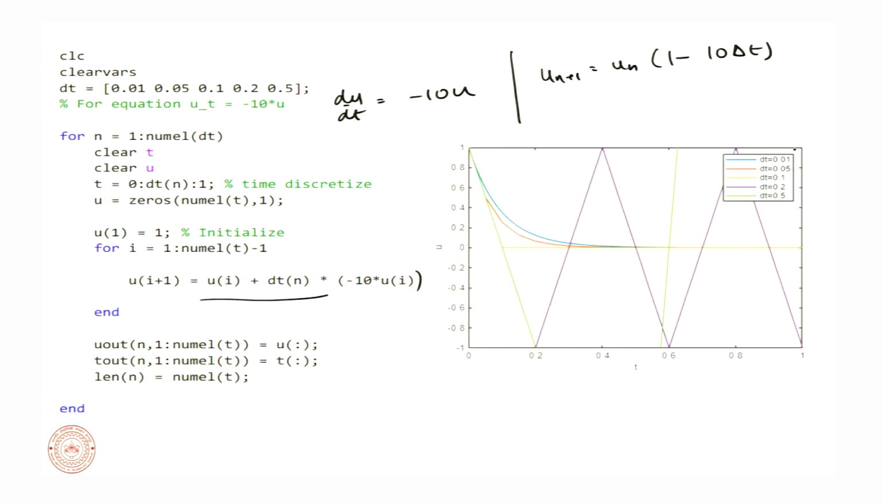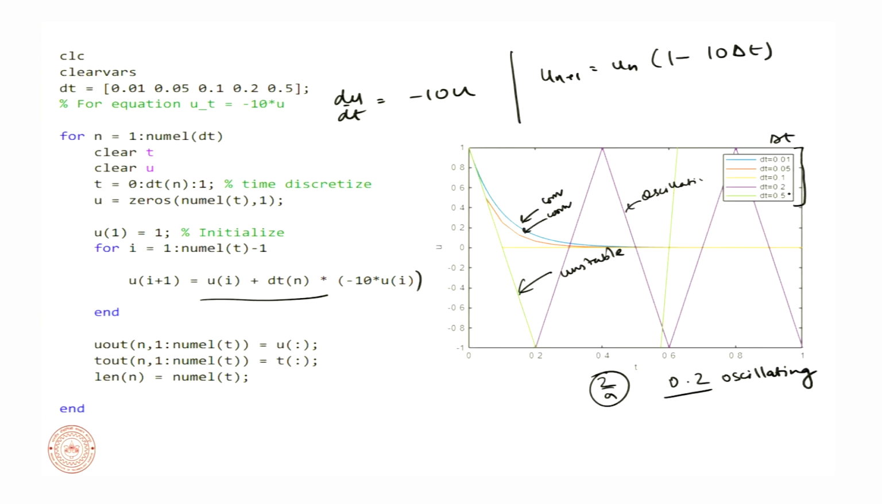Okay, let us see that for different delta t values, this has converged, this has converged, this value is oscillating, and this solution is unstable. So, again this 2 over a term comes up. This 2 over a in this case is 0.2. For 0.2 is our oscillating case. Anything above 0.2, that is 0.5, is going to blow up. Anything below that is going to converge. So, 0.001, 0.05, 0.1, although 0.1 converges very badly, we are not getting a good solution, but it will still converge.